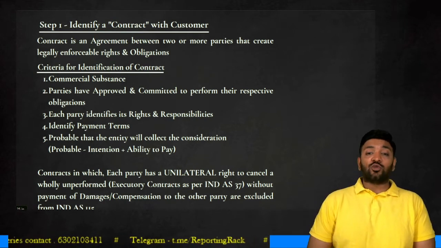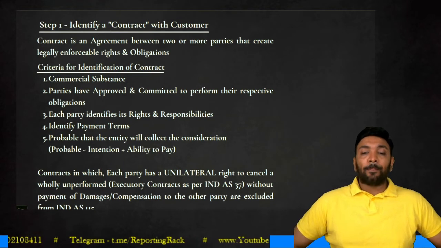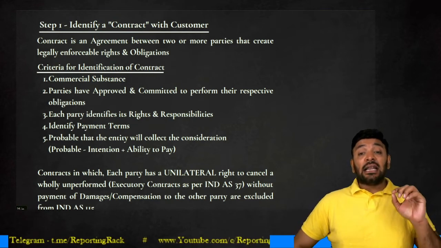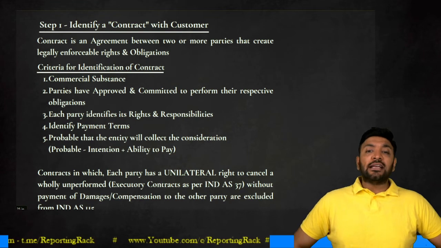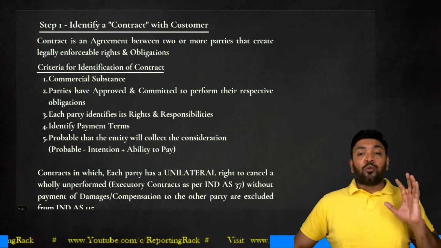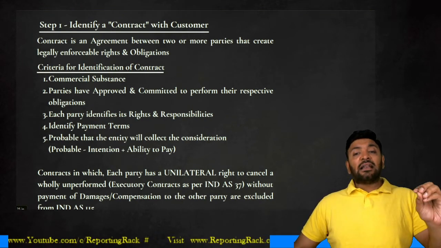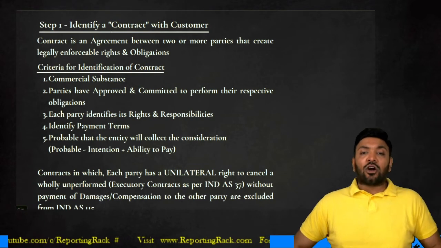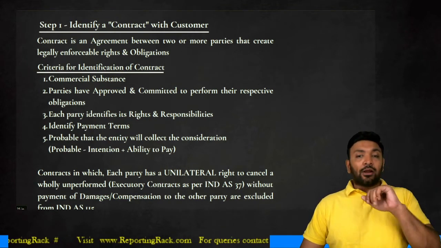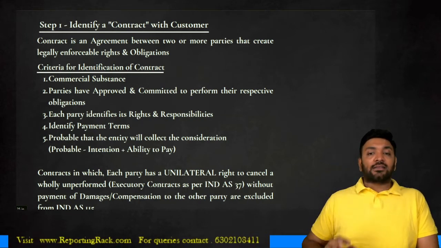Sometimes there happens to be a situation where there is an executory contract. What are executory contracts? IND AS 37. IND AS 37 excludes executory contracts unless they are of onerous nature. What is an executory contract? An executory contract in simple sense means a contract in which both the parties to the contract have performed same amount of obligations, or neither of the parties have performed any obligations under the contract. I neither delivered the good, the customer neither gave me the amount. These are executory contracts. So I'm talking about such kind of executory contracts or wholly unperformed contracts.